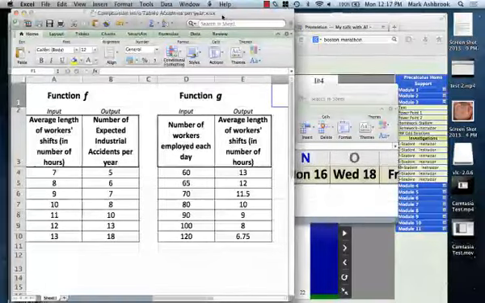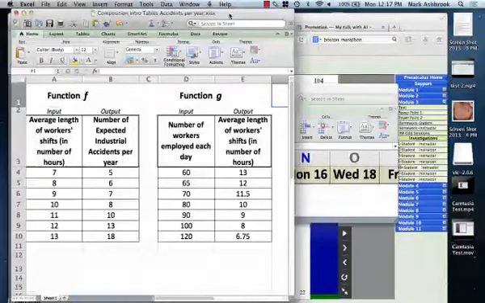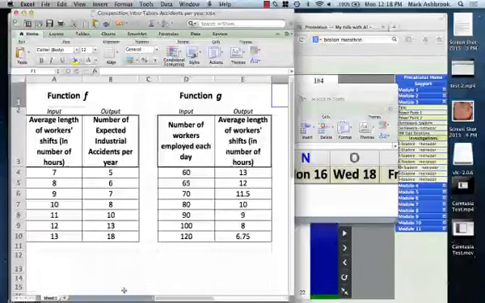Remember this one from Friday? We had two functions, f and g, where g was the average length of a worker shift and f gave accidents. So just review. What makes sense in this problem? F of g of x or g of f of x? Confirm. Talk to the person next to you. What makes sense? F of g or g of f? Go.